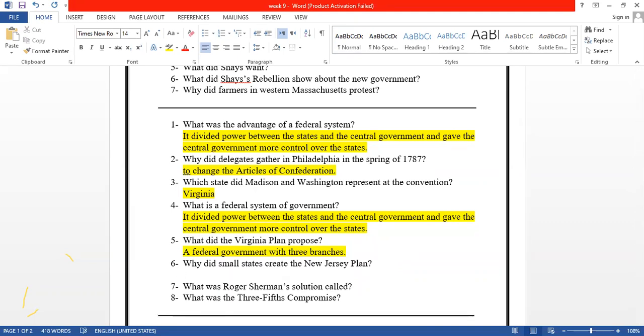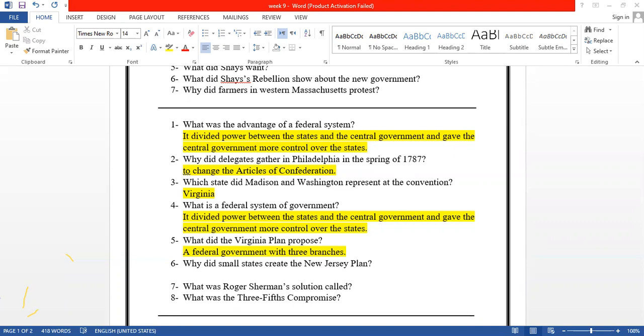Why did small states create the New Jersey plan? You know they reached a compromise that each 5 slaves will be counted as 3 slaves. So why did they create it? Like the Articles of Confederation, this plan gave each state one vote. So the New Jersey plan said that each state will have one vote, one senate, but representatives according to population. So the small states would also have the power of the big ones.